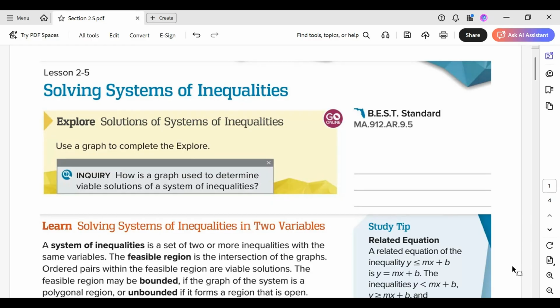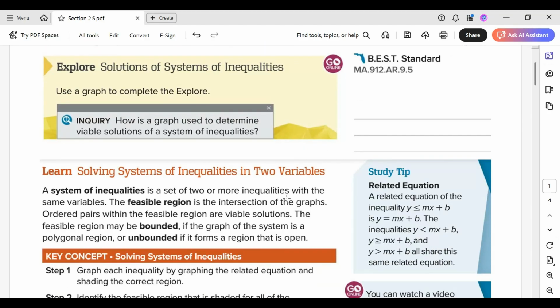Lesson 2.5, Solving Systems of Inequalities. It's standard MA 912, AR 9.5. Something to remember is a system of inequalities. Just think of standard form as well. It is going to be a system that has two or more inequalities with the same variable.